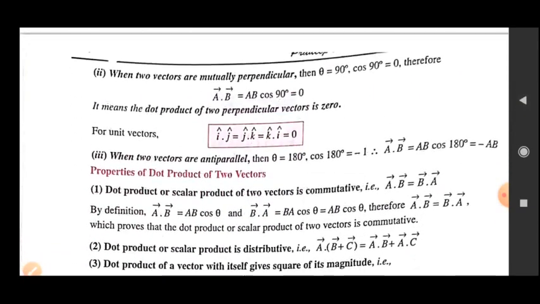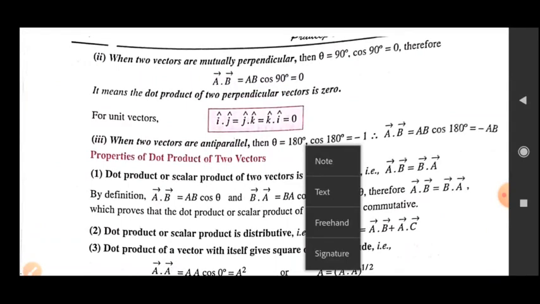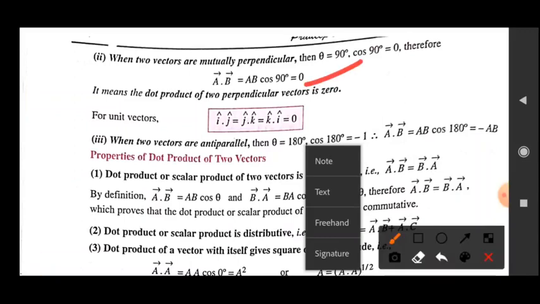Now the next case is when two vectors are mutually perpendicular, then theta is equal to 90 degrees. In that case this value will become 0.